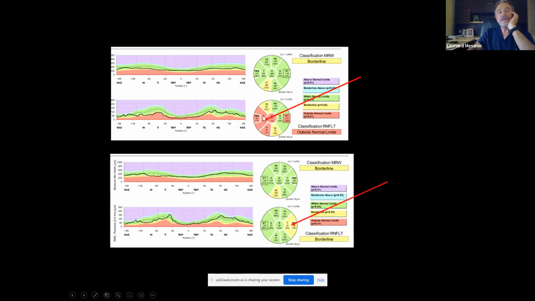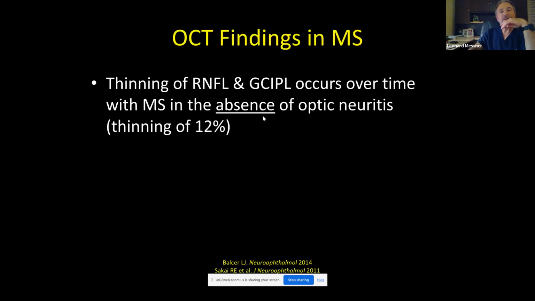But if you look at the temporal nerve fiber layer in her left eye, that's in the eye without the optic neuritis, she also has thinning. So what's up with that? Well, this woman has multiple sclerosis. And we know pretty well now that individuals with multiple sclerosis, even in the absence of optic neuritis, can get thinning of the nerve fiber layer and the ganglion cell complex over time.